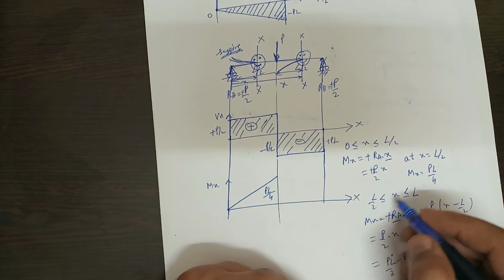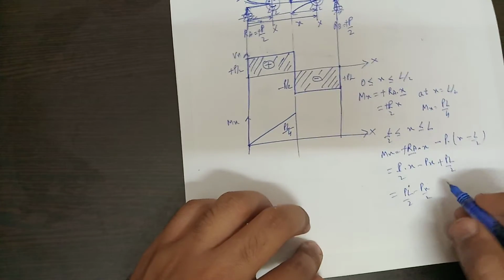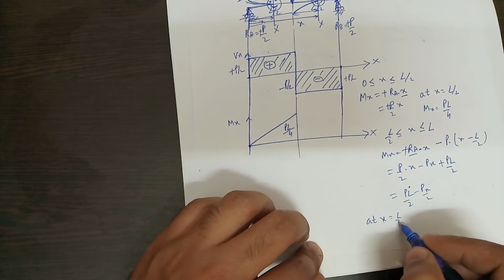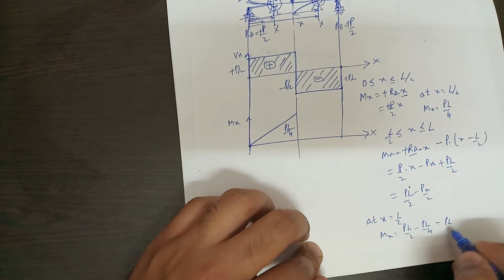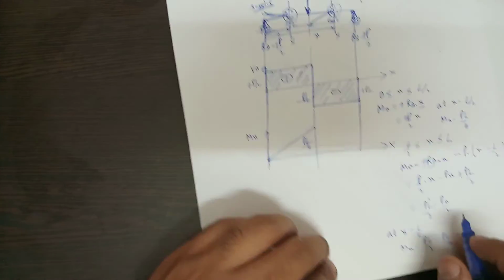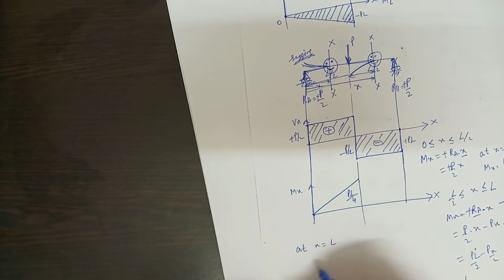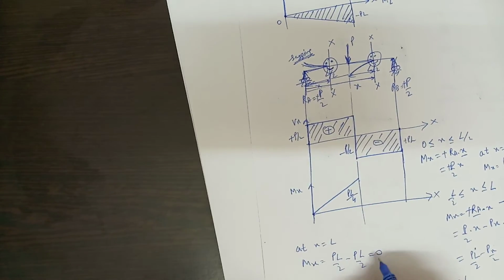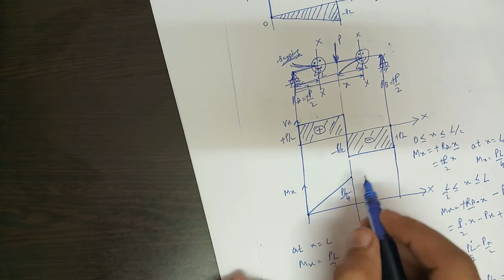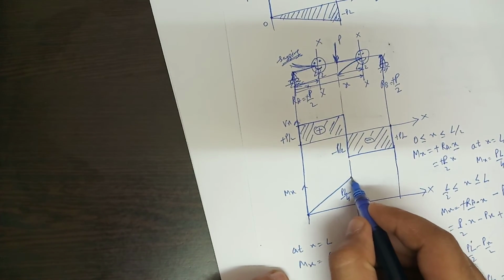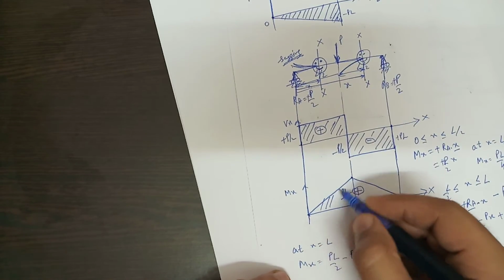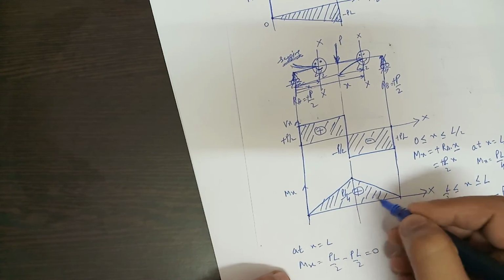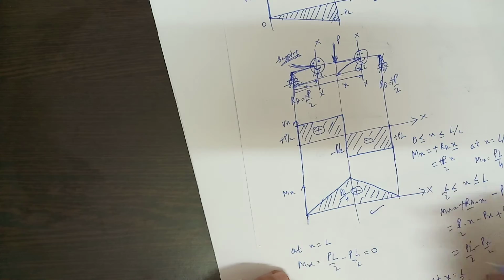Now x varies from L by 2 to L. At x equal to L by 2, Mx comes out to be PL by 2 minus PL by 4. It is PL by 4, the same as we got in the earlier case. At x equal to L, we get Mx equal to PL by 2 minus PL by 2, it is 0. So it will be varying like this, PL by 4 at this point, 0 at this point, linearly. Now this is positive since it's in the upward direction. So the bending moment diagram for the simply supported beam is this shape.